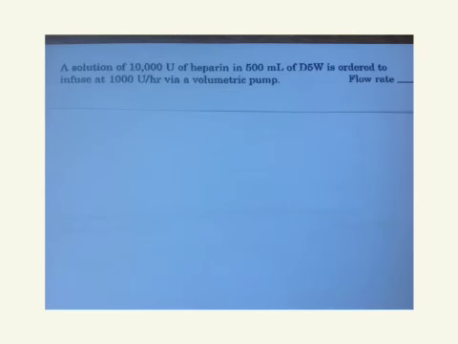Okay, so let's start with some that seem to confuse people every semester. Let's do a little bit of units in volume and do some flow rates. So as you look at this problem, there's 10,000 units of heparin in 500 mils of D5W. So the D5W is not pertinent, so we'll just cross that out.